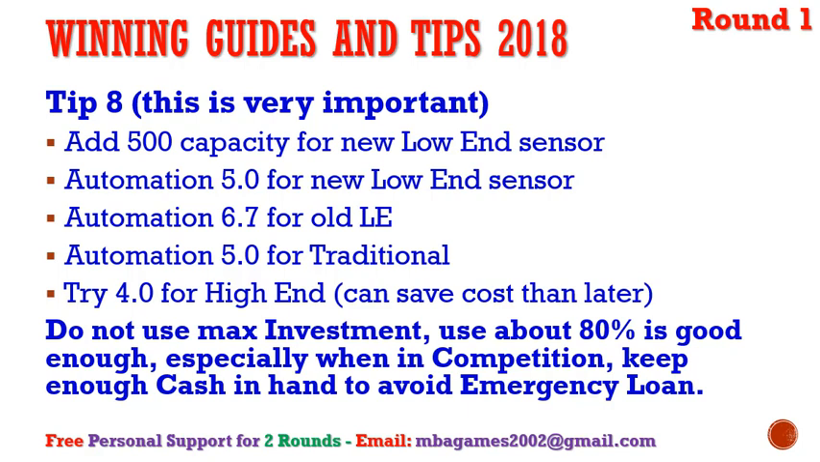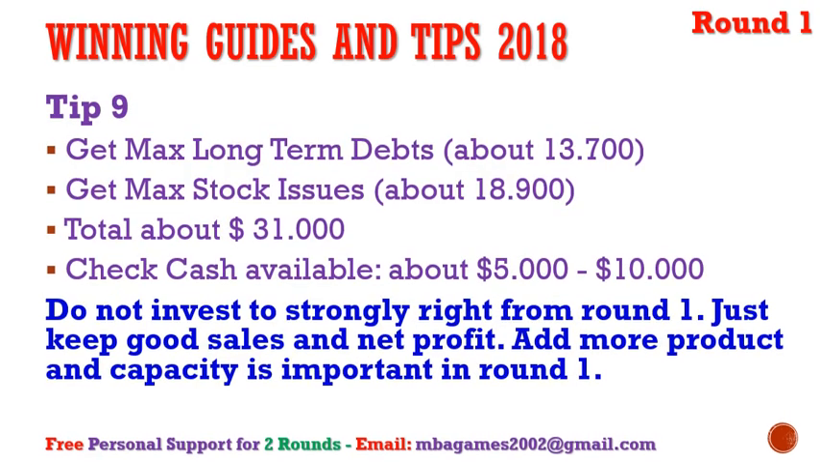We leave high-end performance inside to increase automation in round 2, round 3, round 4 when we get higher investment budgets, right? So do not use max investment, use about 80%. Sometimes you can use 90%. It's good enough, especially in competition, because we need to keep some cash in hand, avoid the stock out, avoid running out of cash, or we need an emergency loan, we lose the point of competition.